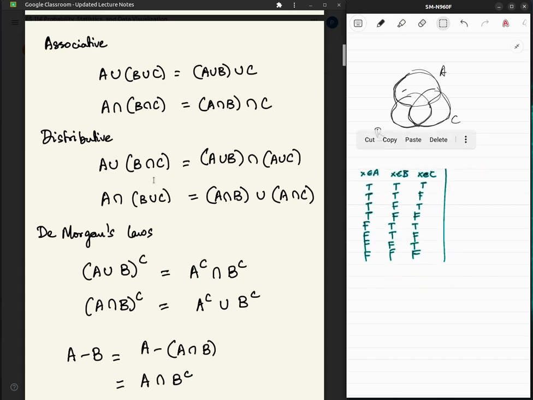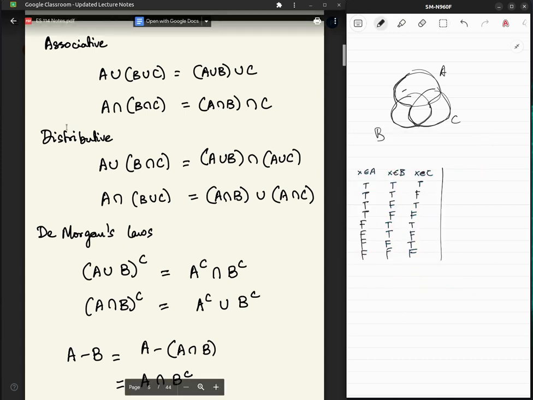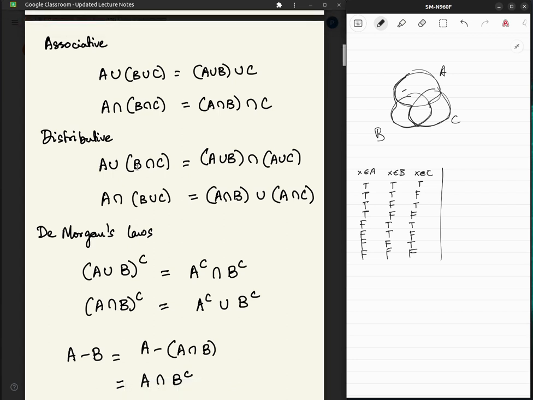And based on this, we'll see how these two sets work. So A union (B intersection C). What we have is x is in B and C. For example, for the first one, x is in A, B, and C, so it's like okay, x is in B, so instead of B we'll just write true, and instead of intersection we'll write and C. So it's like true and true, that's true.